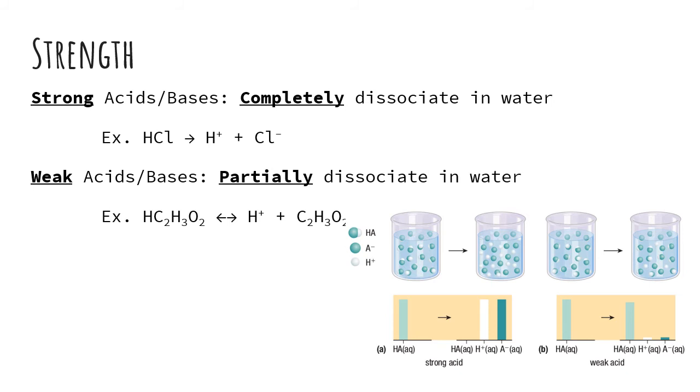So if you look at this example, on this side, we have a strong acid. So we're starting with all acid, but in the end, we end up with only it broken apart. Whereas for our weak acid, we start with all acid, and we end with mostly acid and only a little bit broken apart, and that's what makes it weak.